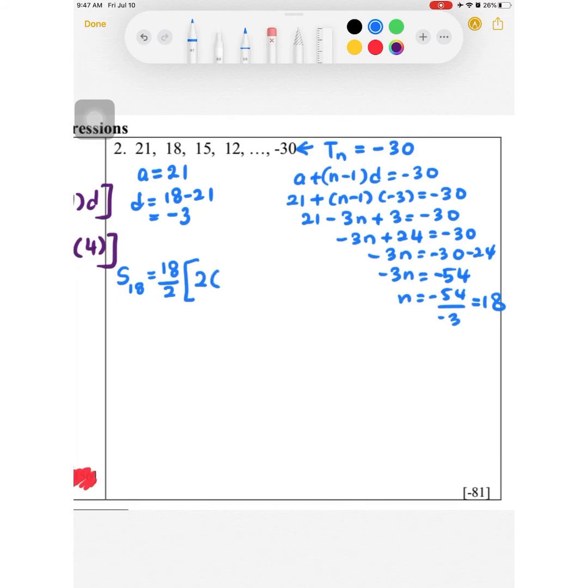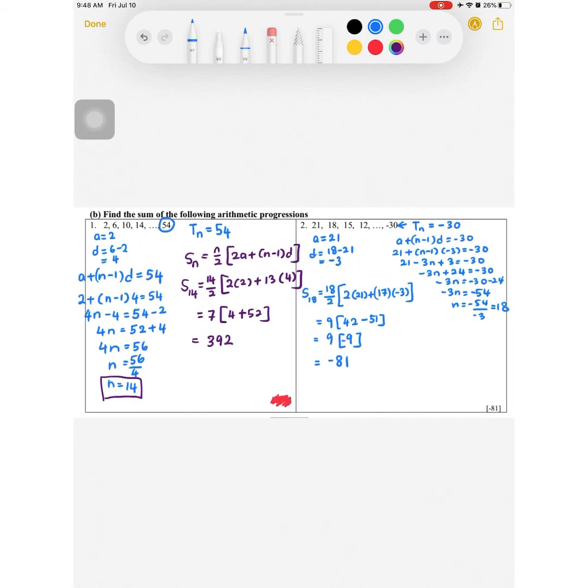2a, your a is 21, plus n minus 1 is 17, times with the d, negative 3. Then you need to use your calculator. Then you should have the answer equals negative 81. Right. So that's how you solve this question, okay?